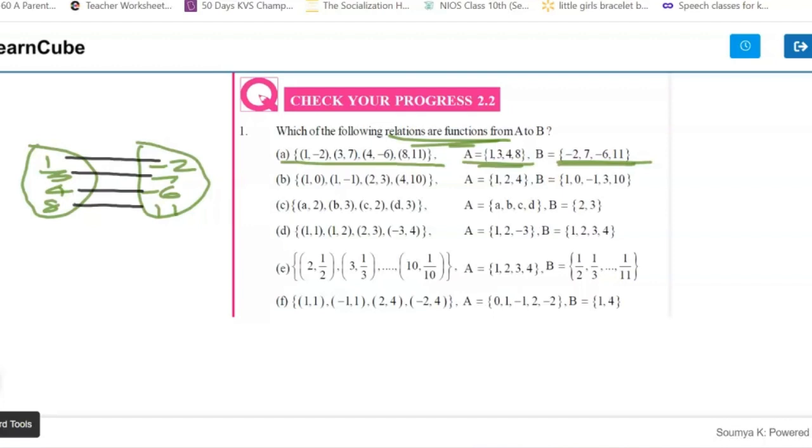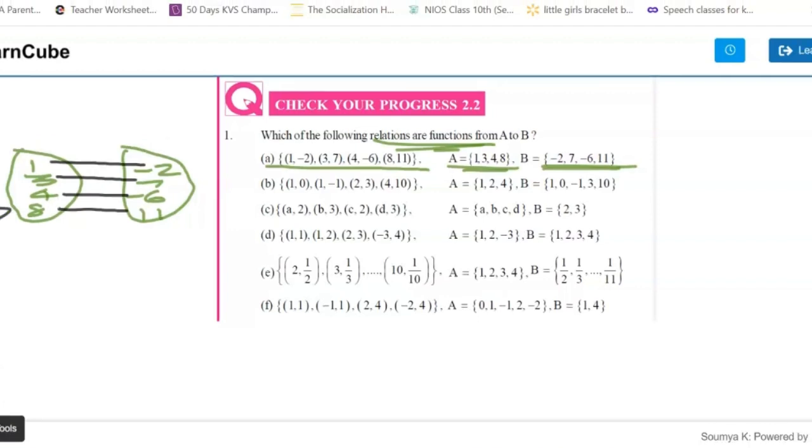So in this case you can see it definitely follows the definition of a function, where each element of the domain is related to an element in the second set. From this set A to B you have each element related. So this follows the definition of a function, so we call it a function. So first question, it is a function.